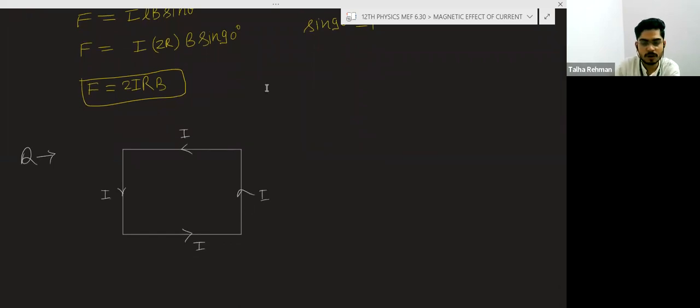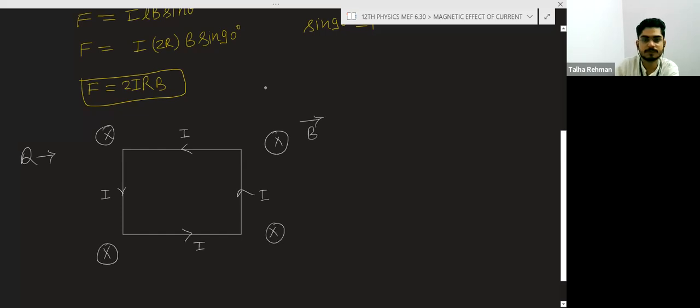And this coil is in the inward magnetic field. This coil is present in the inward magnetic field, and the current flowing in this coil is I. We have to find the total force on this coil.